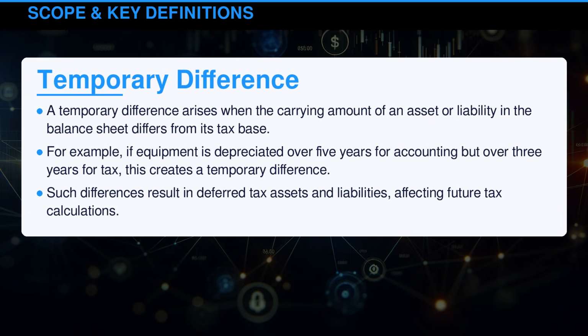A temporary difference arises when the carrying amount of an asset or liability in the balance sheet differs from its tax base. For example, if equipment is depreciated over 5 years for accounting, but over 3 years for tax, this creates a temporary difference. Such differences result in deferred tax assets and liabilities, affecting future tax calculations.